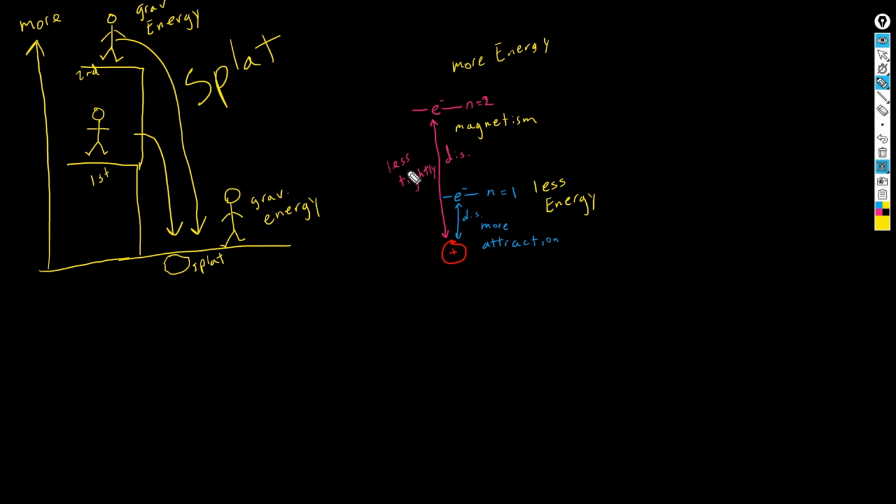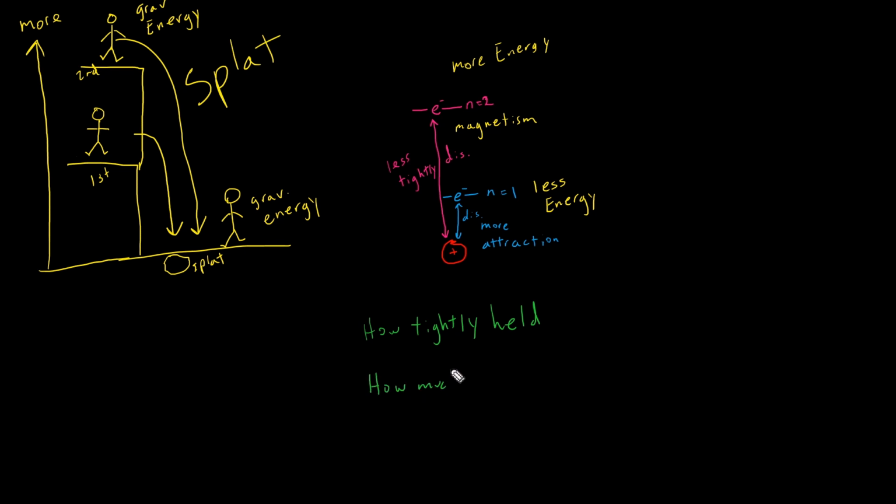So that is very important to note, the difference of those wordings, right? Because wording is everything in Cambridge. There's going to be a difference between the three things: how tightly held something is, how much energy an electron has, and how much energy it takes to remove it.